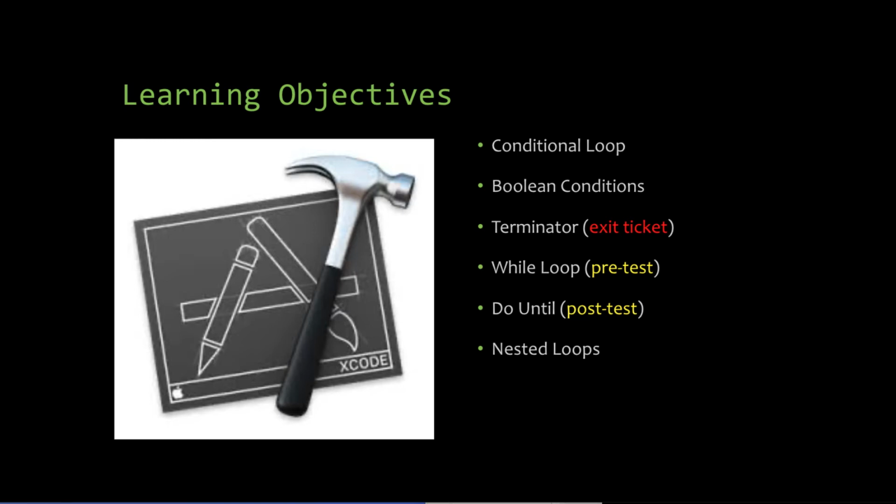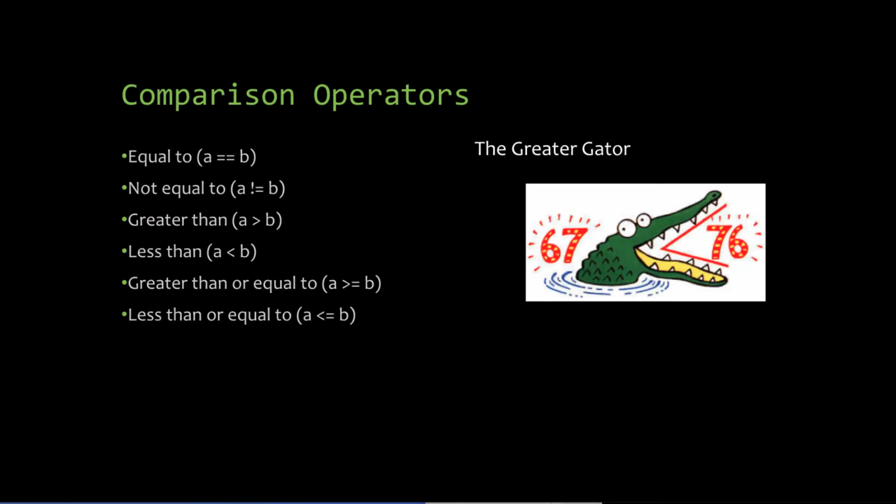Now conditional loops run off of Boolean conditions. These come from comparison operators. So we have the equal to, not equal to, the greater than, less than, greater and equal to, and less than and equal to. And you have to remember from the greater gator, the gator eats the larger number. So 67 is less than 76. Or you can read it in reverse, 76 is larger than 67.